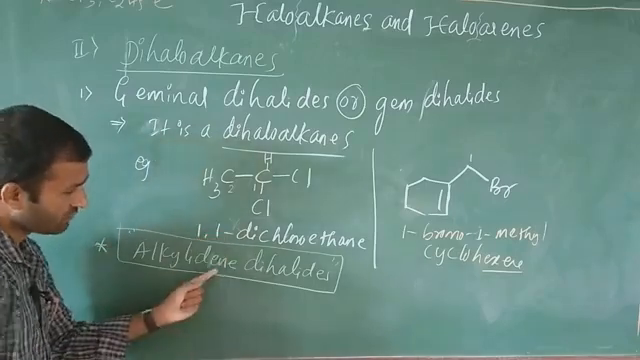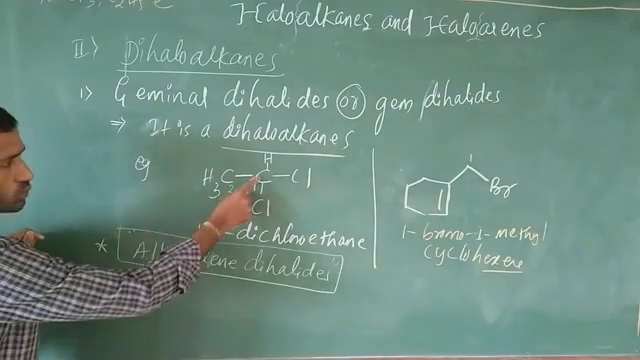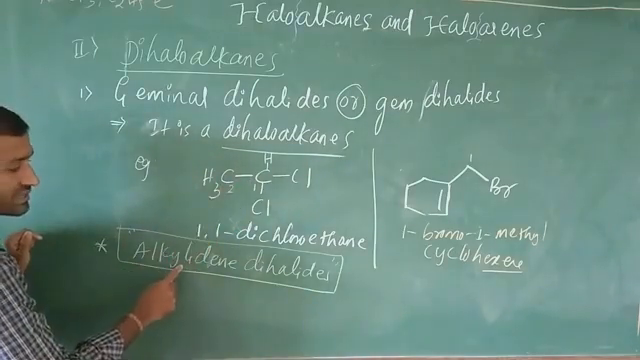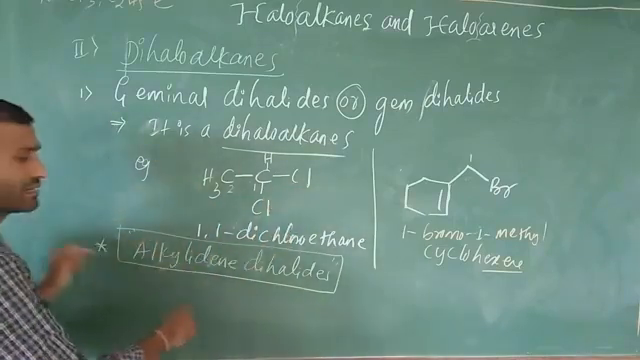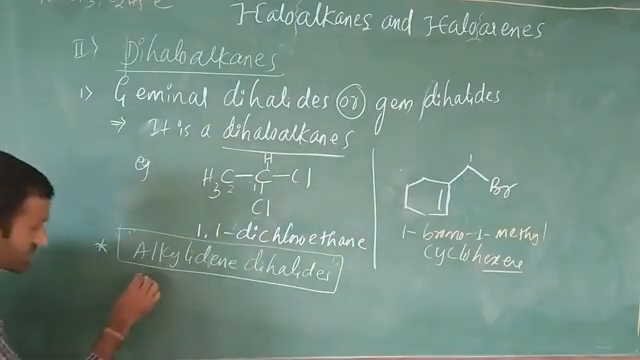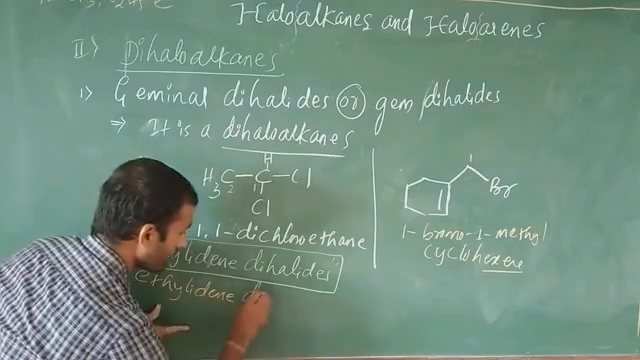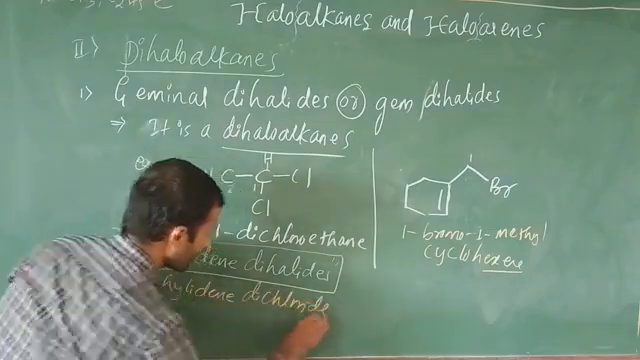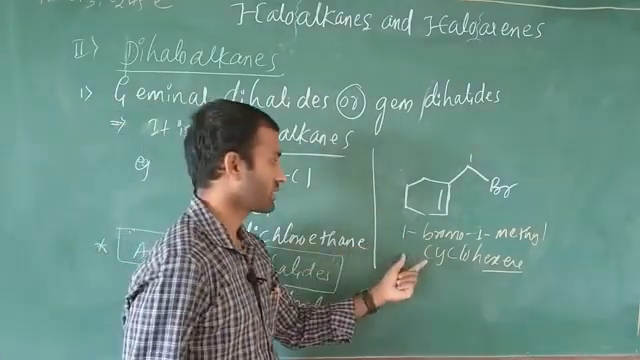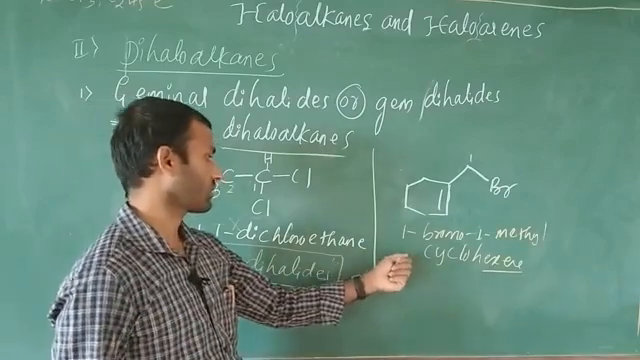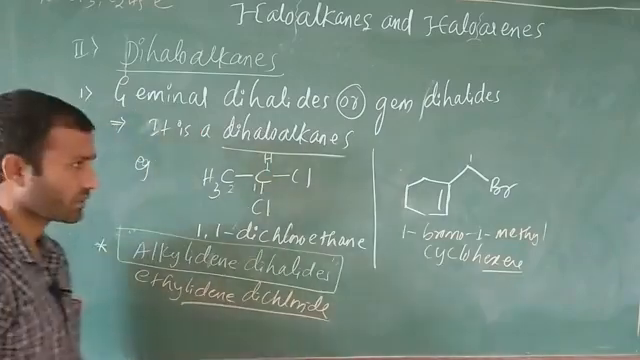Now tell me, with the help of this point, what is the name of this one? Very simple, in this case 2 carbons are there, that indicates ethylidene. 2 chlorine atoms are there, that is why in this case the name is ethylidene dichloride. This is the name of this one. Next, this one is also the same; with the help of this one you have to write the general name of this 1-bromo-1-methylcyclohexane, okay.